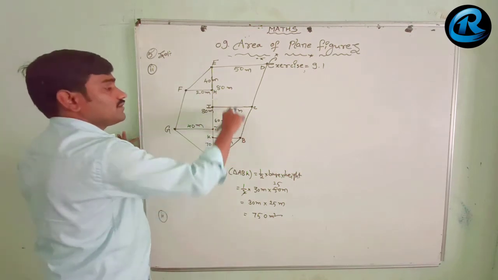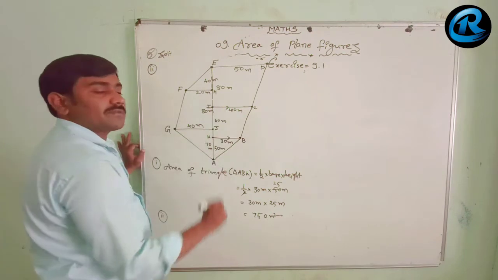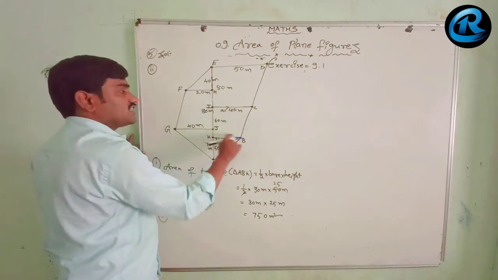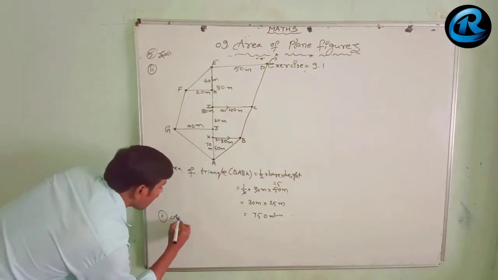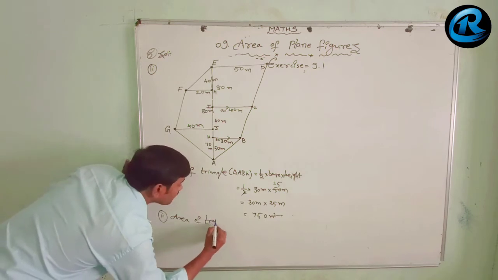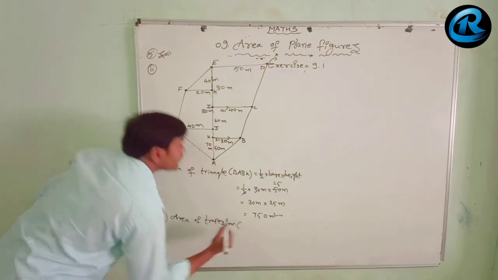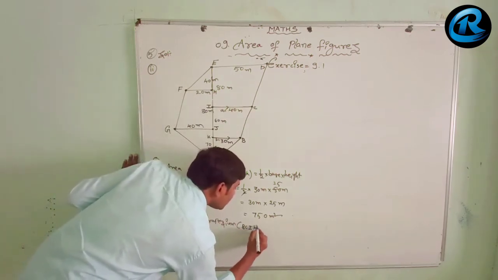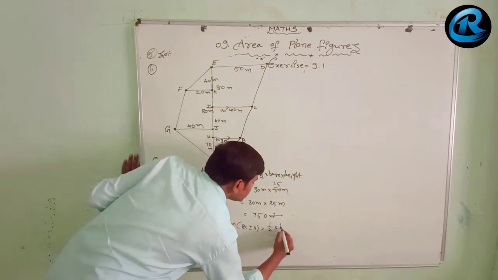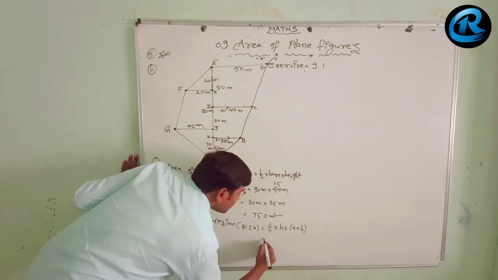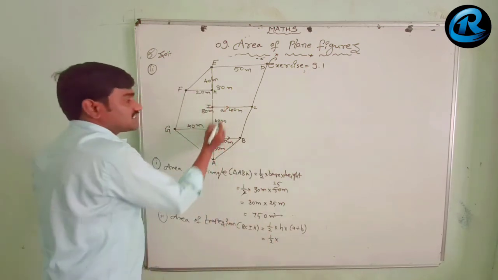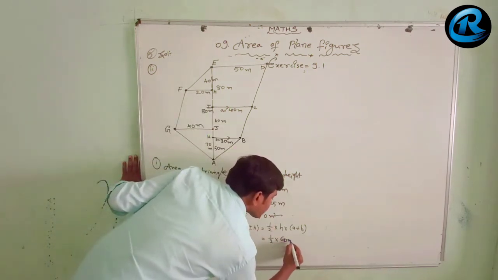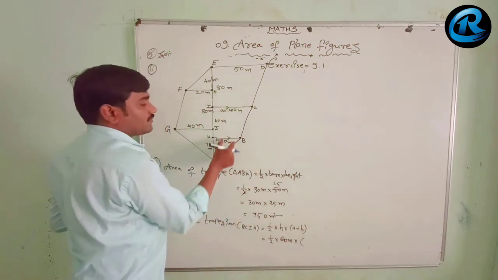The second one is in the shape of a trapezium. See, these two opposite sides are parallel and this is the height. So a is equal to 40 and b is equal to 30. So area of trapezium BCIK is equal to 1 by 2 into h into a plus b. That is 1 by 2 into h is 60 here. See, this distance is 60 meters into a plus b. That is 40 plus 30.